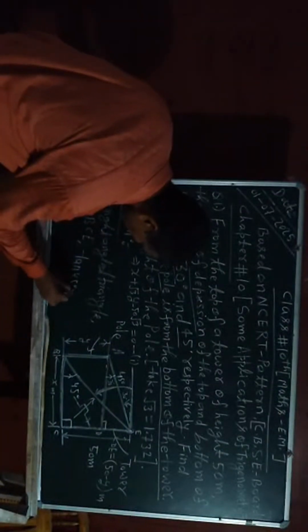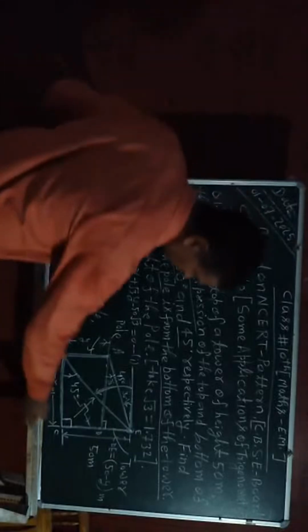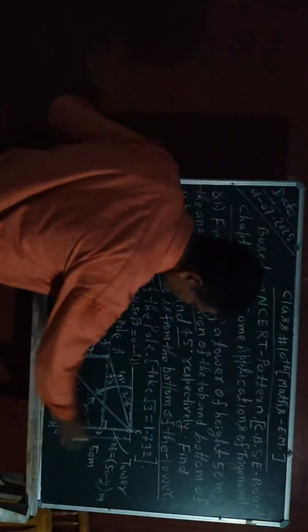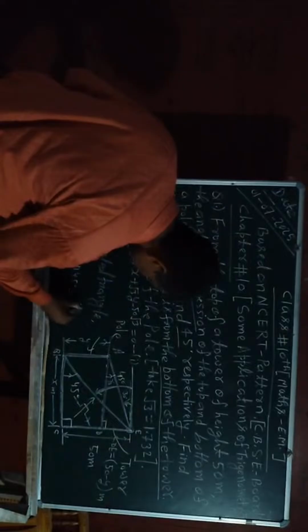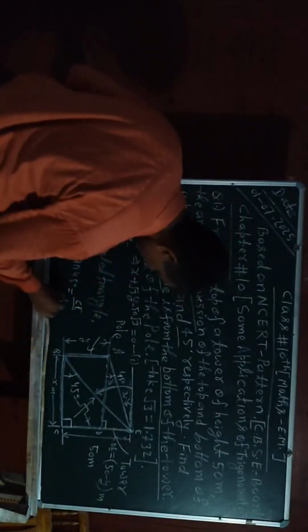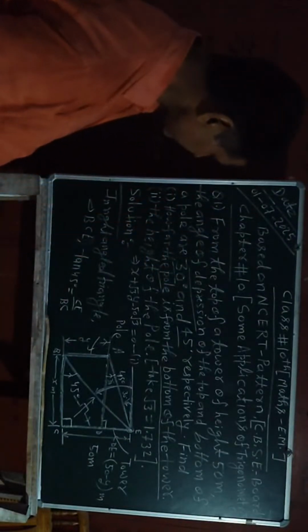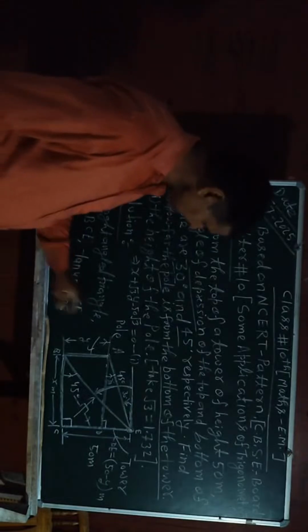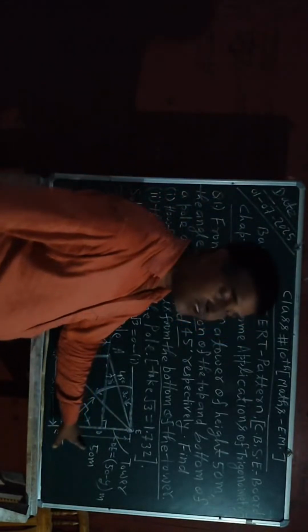Which is equal to perpendicular. The length of perpendicular is CE divided by BC. Here I have to write BC. Okay. Now further, I will put the value of CE. The length of CE is also given, 50 meters. This is the height of the tower. Height of the tower in the question is given here as 50 meters.